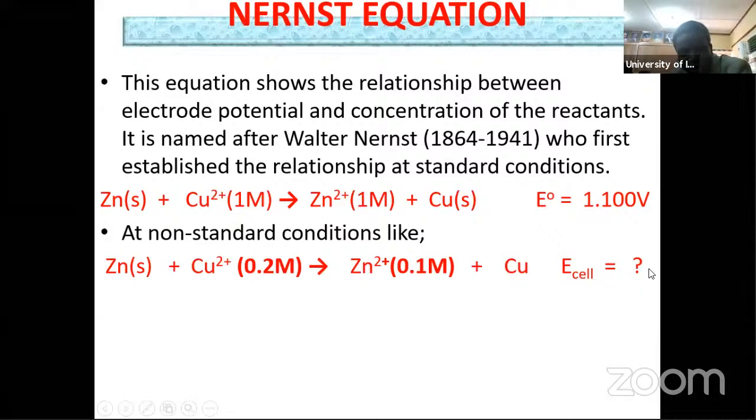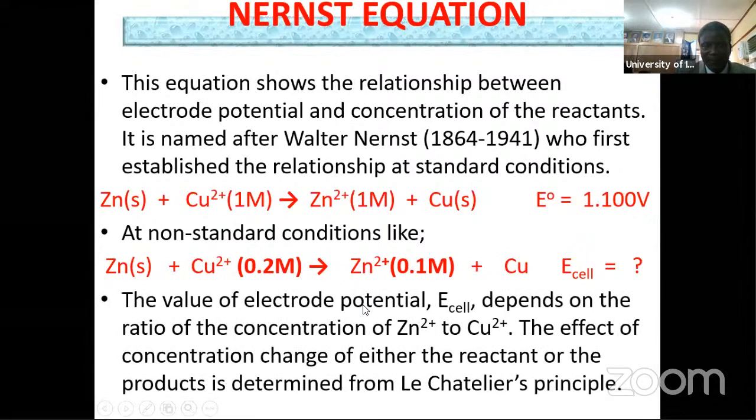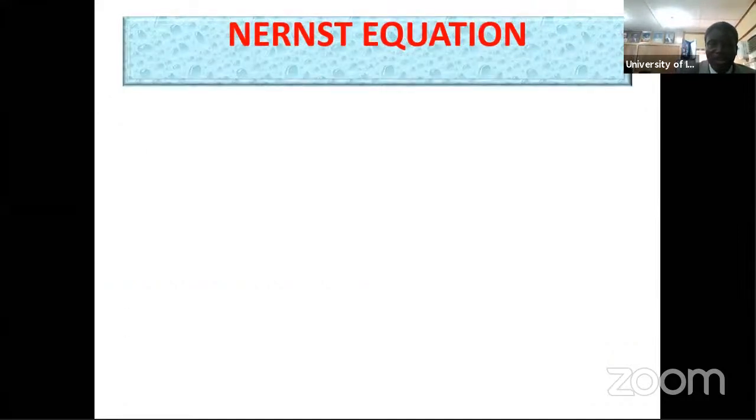So this E cell now is what we can calculate using the Nernst equation. Is that okay? When also we have change in temperature, you can use the Nernst equation. When you have change in pressure, you can use the Nernst equation if your reactants are gaseous. So the value of electropotential, that is the E cell, will depend on the various concentrations that you have. And normally that effect has to do with the kind of reactant you have and the product you have. And you know that normally when you have equilibrium reactions, once you perturb at one end, it's going to affect the other ones based on Le Chatelier's principle.